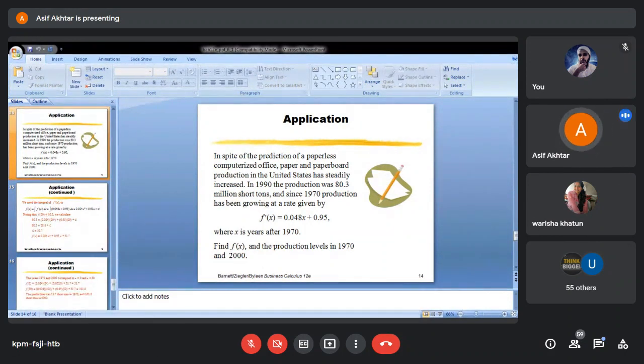Okay, so shall I read the question? This question is about a production process of what? It is about paper and paperboard production in United States. And what they have discussed is that a function is given to you. What is this function all about? This function explains the production, right? In 1990, the production was 80.3 million short tons, and since 1970, production has been growing at the rate given by the rate of production.